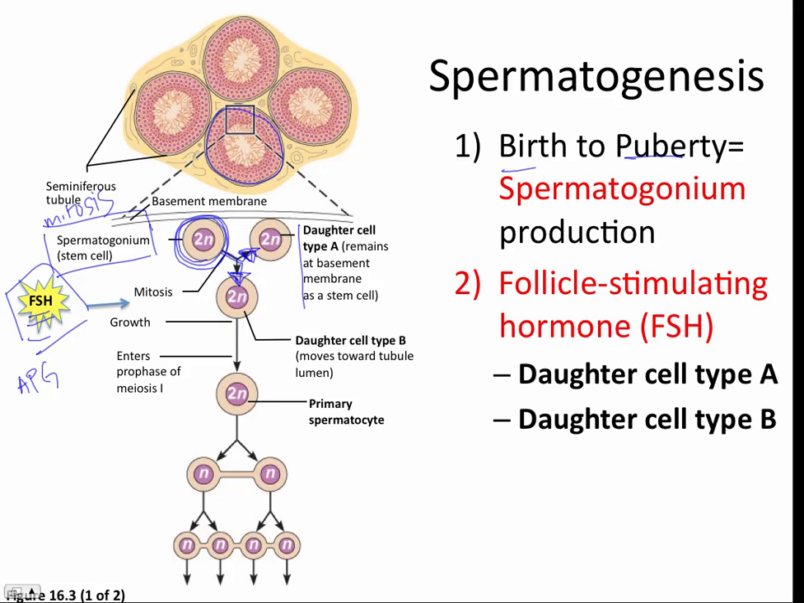Now this daughter cell type A is going to remain within the basement of our seminiferous tubule as a stem cell. So it's just going to repopulate the spermatogonium stem cell population. Eventually, over time, it's going to keep on growing and dividing to form another daughter cell A or a daughter cell B. Okay, so it's going to keep on regenerating that A line. Now B, on the other hand, daughter cell type B, is a cell that's eventually going to undergo meiosis, and this is going to give rise to the genetic diversity for the sperm cell.